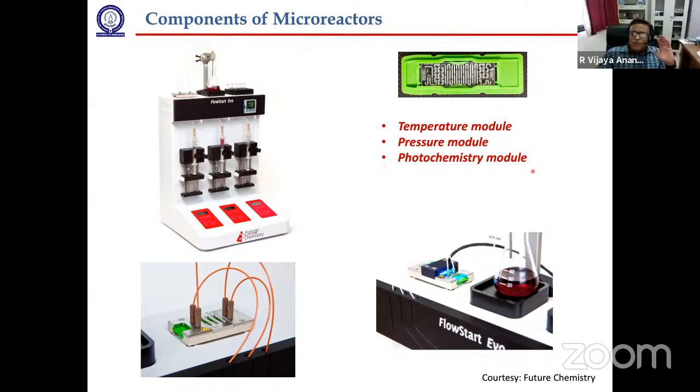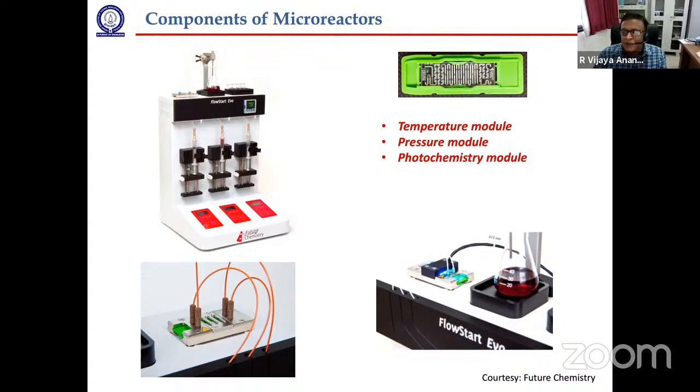In almost all commercially available microreactor setups, the first two are common: the temperature module and the pressure module. The photochemistry module is actually an extra. If you want, you can just purchase it, it's an extra addition. Now coming to the temperature module. What is the temperature module? It's nothing but a hot plate.